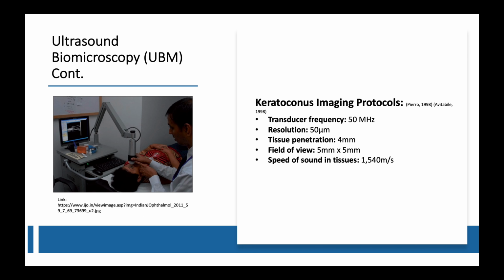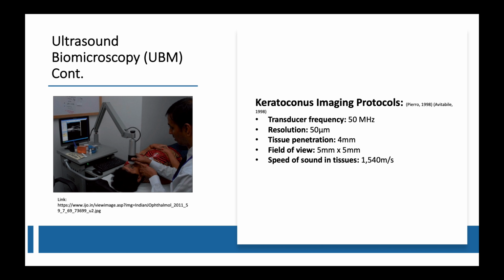There are a couple of specific settings used for imaging keratoconus with a UBM machine. Transducer frequency is set to 50 MHz and resolution 50 microns. Tissue penetration is only 4 mm, as an image is only needed of the top layer or anterior segment of the eye. The field of view still gives 5 mm by 5 mm, and the ultrasound wave penetrates the tissue at 1,540 meters per second. These specifications are as such in order to give a clear image of the anterior segment of the eye and allow for proper diagnosing.